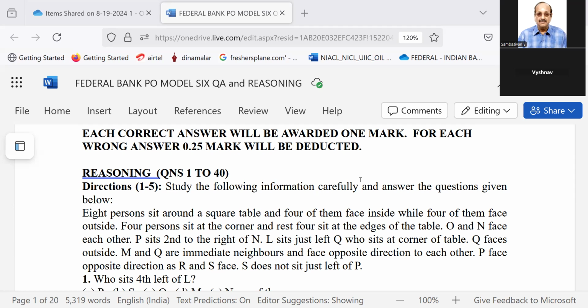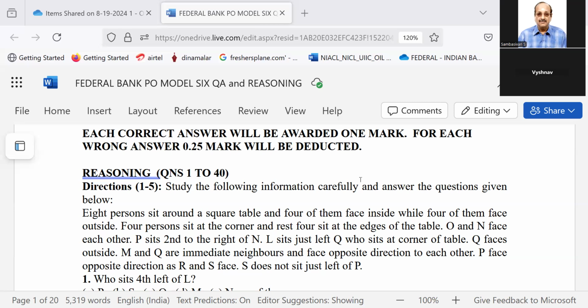Directions 1 to 5. Study the following information carefully and answer the questions given below. 8 persons sit around a square table and 4 of them face inside while 4 of them face outside. 4 persons sit at the corner and the rest 4 sit at the edges of the table. O and N face each other. P sits second to the right of N.